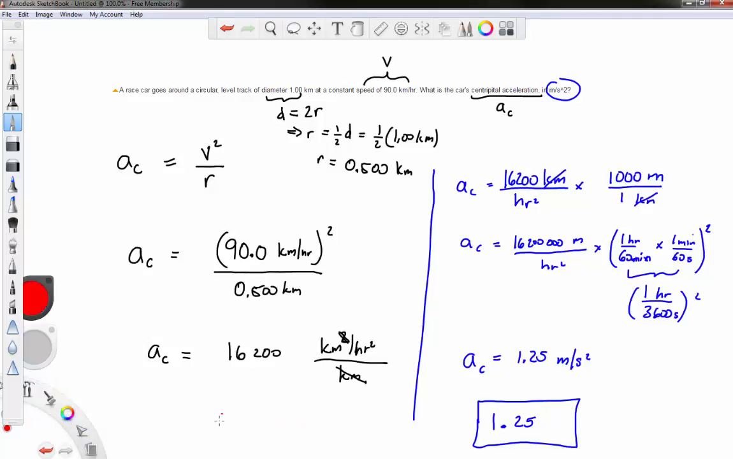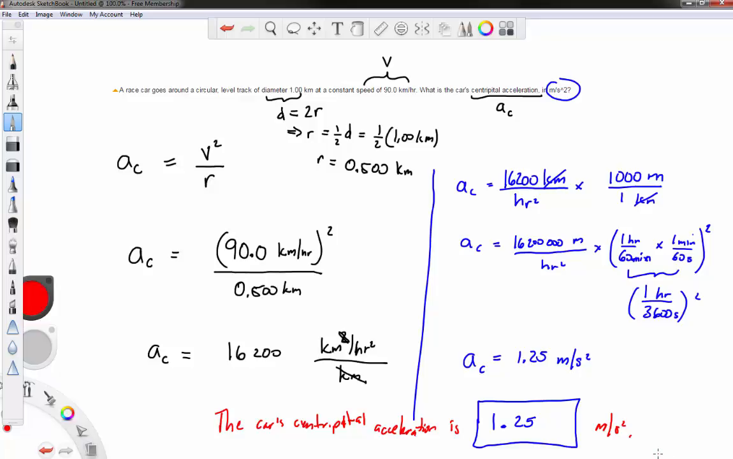So your answer basically says the car's centripetal acceleration is this many meters per second squared. So again, all you do is put 1.25 into the box and hit enter.